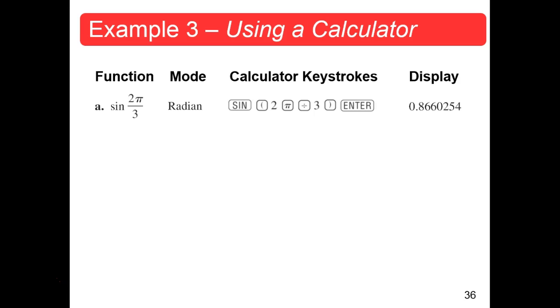All right, now they give us something to do, and they show you how to do it. Sine of 2/3 pi. What's the first thing you check? Yes, what mode? Radian mode. Why do you know that's in radian mode?